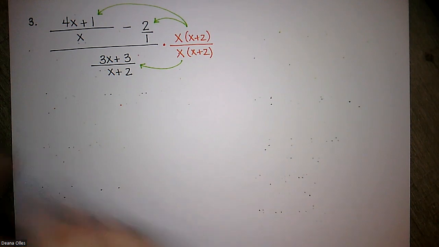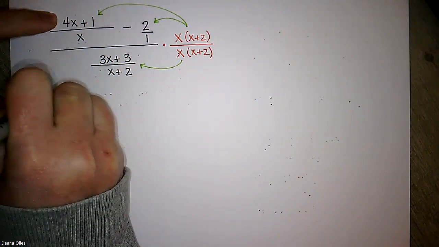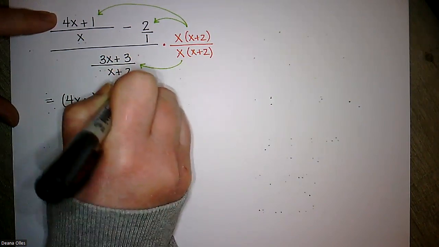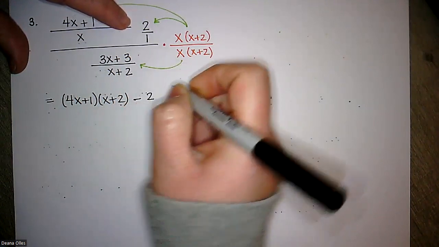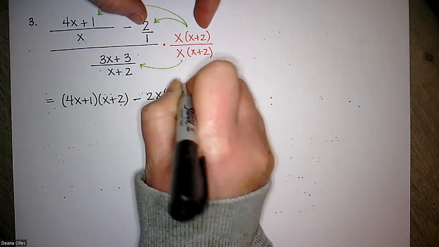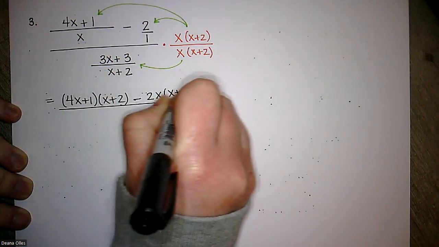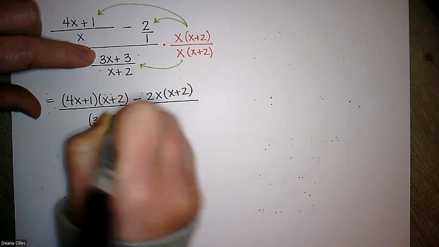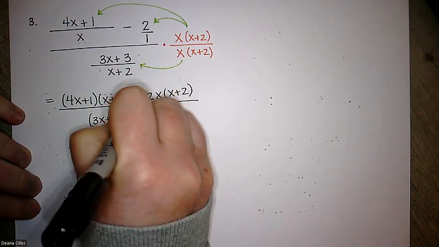All right, so again, the point of this was to cancel the x in the first term. So I have 4x plus 1 times x plus 2 is all I would have left because the x's would cancel. Minus 2, I don't need over 1. Nothing cancels here. x times x plus 2. All divided by 3x plus 3. But the point of this was to cancel the x plus 2's, so times x. That's all that's left.